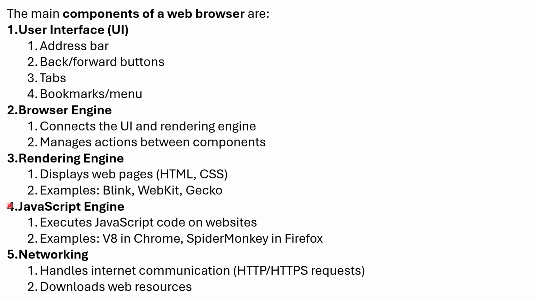Then the JavaScript engines execute JavaScript code on websites. Examples are V8 in Chrome and SpiderMonkey in Firefox. The fifth component is networking. This handles internet communication on HTTP or HTTPS requests. Second, it downloads web resources.